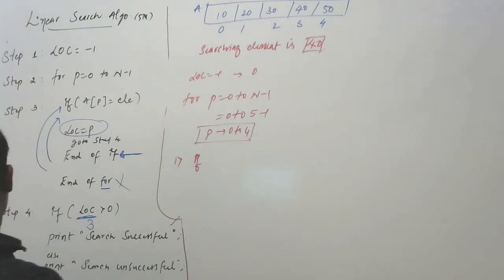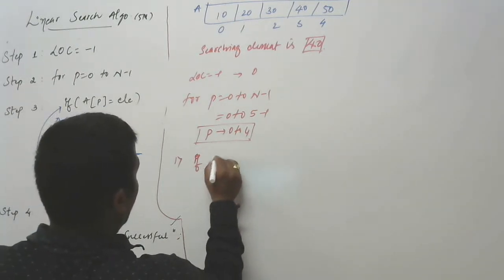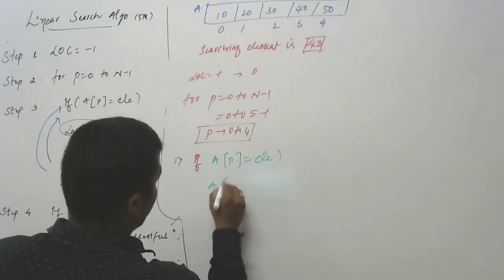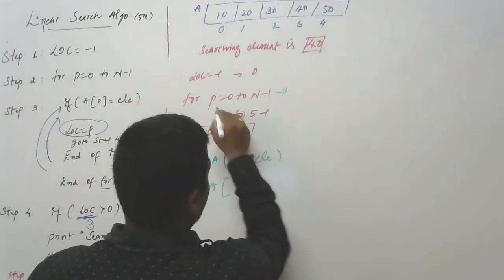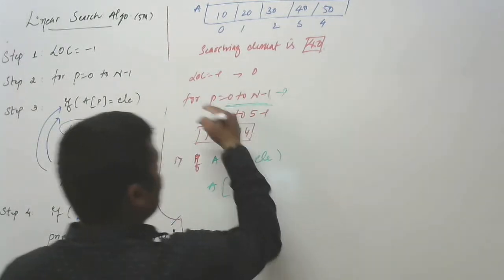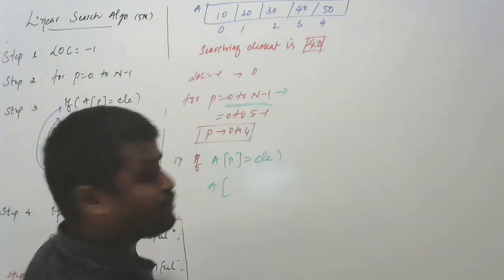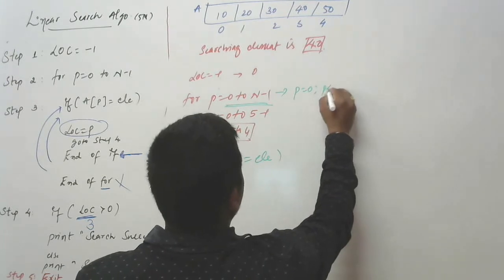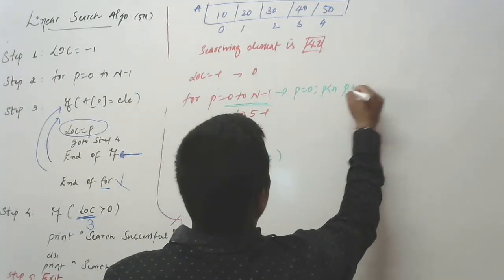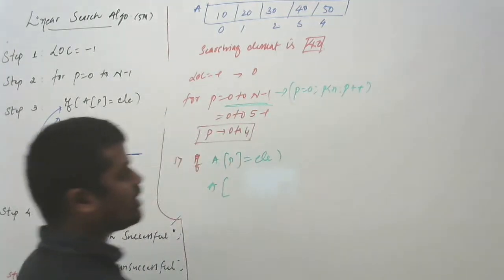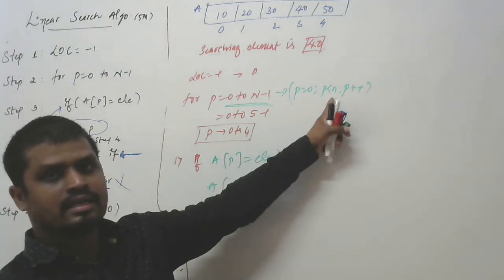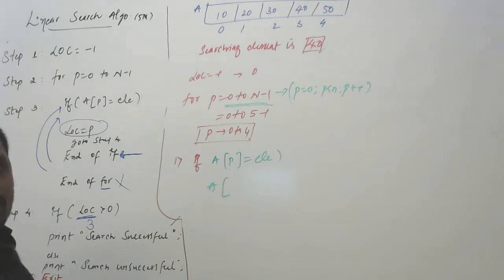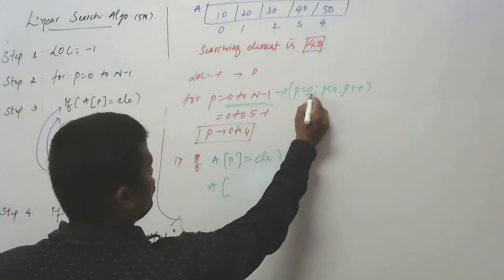If A of P equals to searching element, the first position. I am going to write one more time, so listen. It means in the programming P equal to 0, P is lesser than N, P plus plus. In the program we are going to write in this manner, but in the algorithm we will write in this manner.